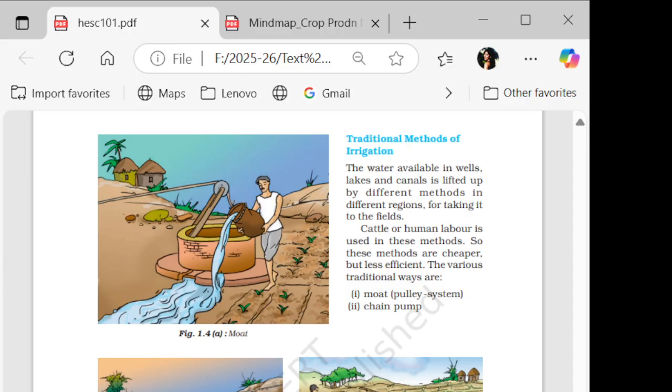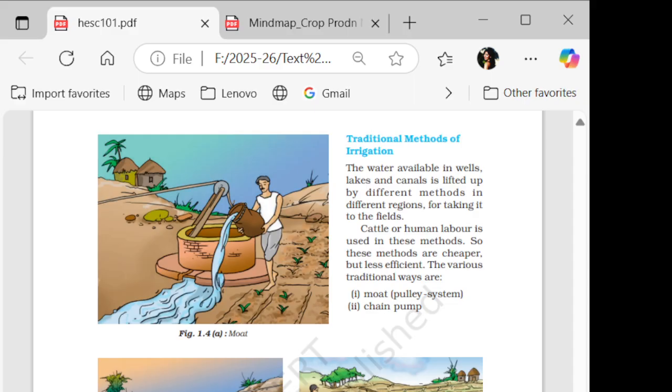This is another method called the dhenkli. You can see a rod kind of structure, and there is another wood on which this rod is put, and there is a stone tied over here. If you remember the slingshot kind of thing, where you have to catapult and you play that game, that kind of thing is created over here, and the bucket is tied here again. So when you put down the bucket in the well and the bucket is filled, it comes out, right? And then the water is given to the fields.